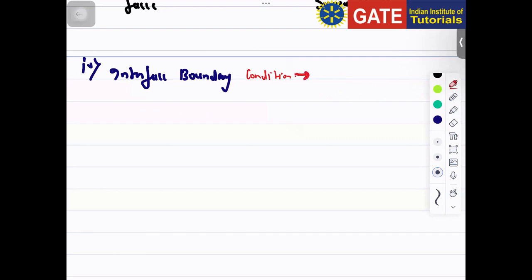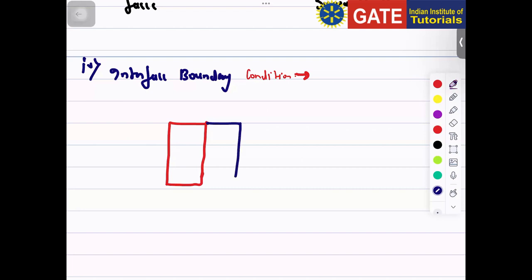Right. So what do you mean by interface? Just try to understand. If we have two slabs, let's say this one is a red slab and this one is a blue slab. If temperature here is T1, here temperature is T2. So both of these slabs are different. Here thermal conductivity is K1 and here thermal conductivity is K2.